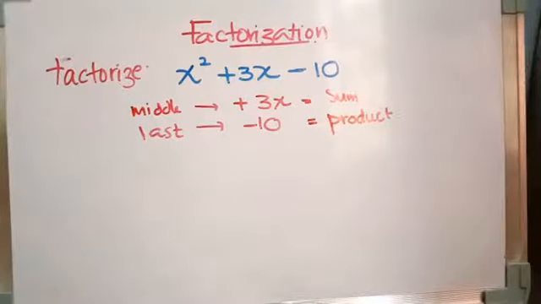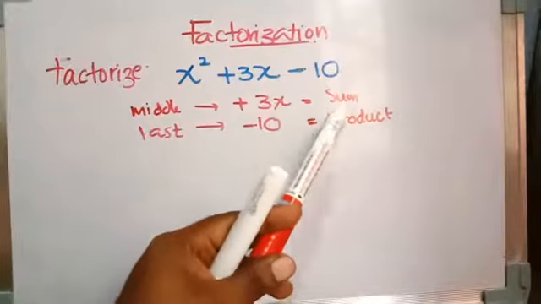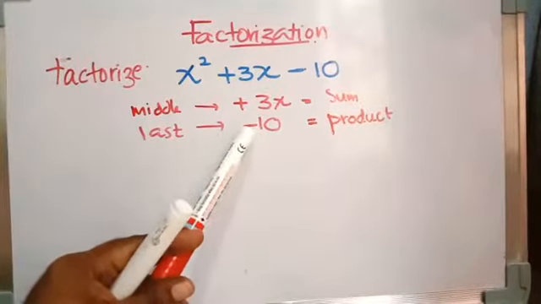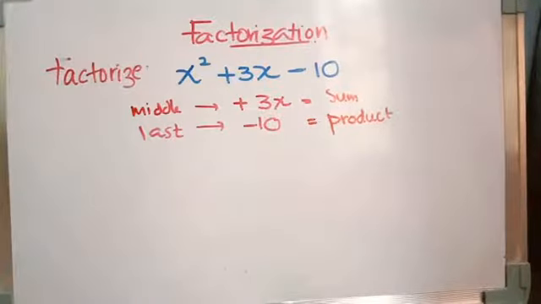Okay, and you see the last term is the product. And what is the sign of the last term? The sign of the last term is negative in this question. So when the sign of the last term is negative, when one number is positive and the other number is negative, then the product should be negative.